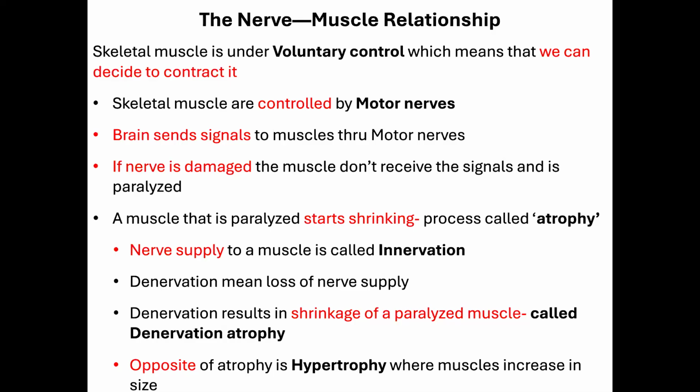If there's an increase in the number of cells, there's another word for it. That's called hyperplasia. P-L-A-S-I-A. But when you go to the gym, hyperplasia doesn't happen. Hypertrophy happens. So there's an increase in the size of the muscle.